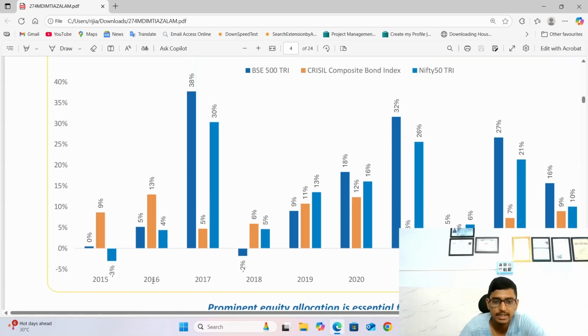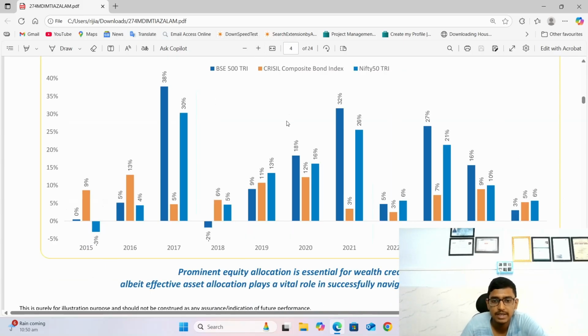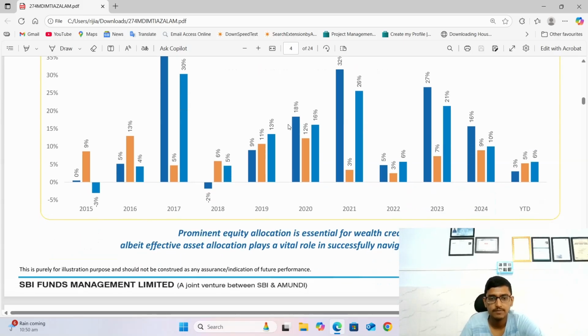In the next year, 2016, the bond market also performed well. But in 2017, the Nifty 50 gave you a whopping 38% return, and the BSE 500 gave you 30% return, but the bond market was down and gave you just 5% return. So in some cases bonds perform well, and in other cases the Nifty or the equity markets give you great returns.